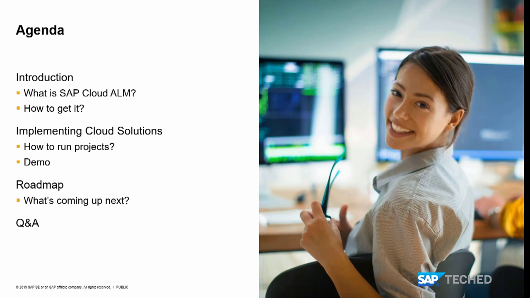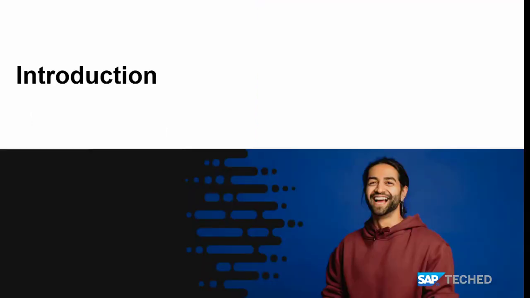So let me give you a short introduction. What we also need to take into account for this presentation are the differences between cloud implementations and on-premise implementations. When we do an on-premise implementation, we have full access to IMG, to customizing, to custom code, wherever. And usually it takes some time to implement that. For cloud solutions, you try to stick to the standard to the maximum extent possible, and you want to go live in 12 to 30 weeks.